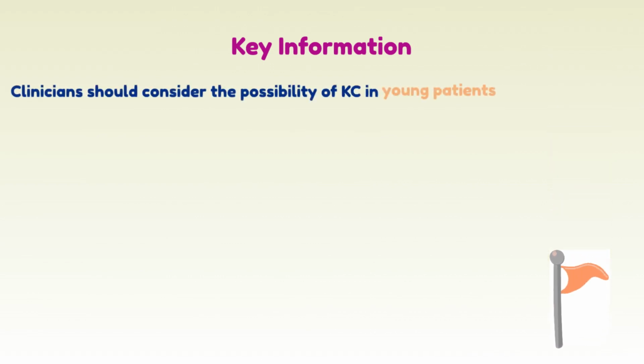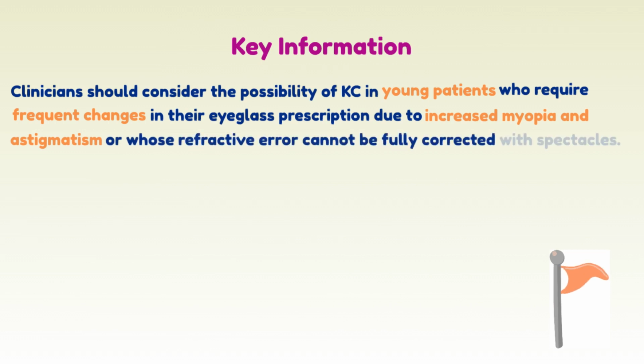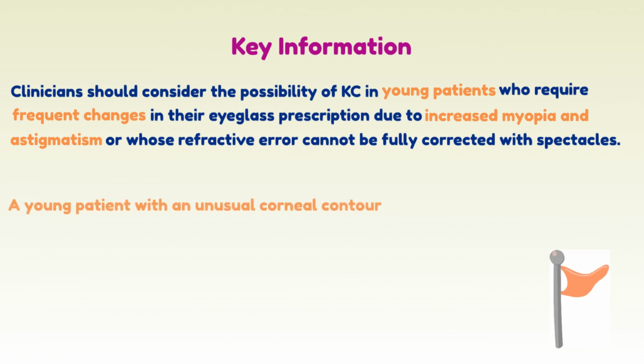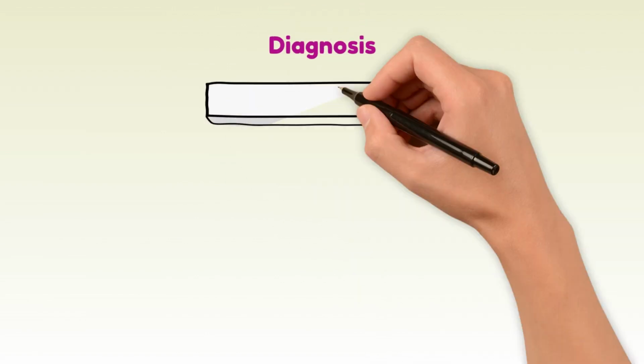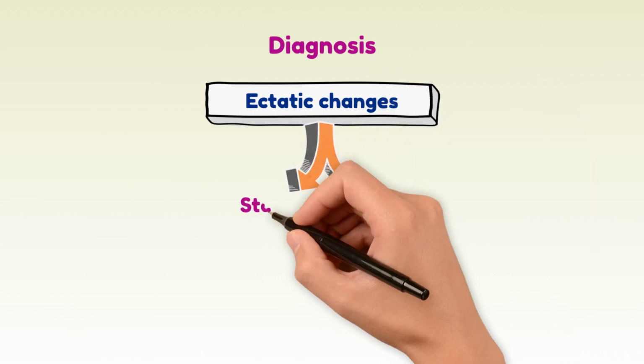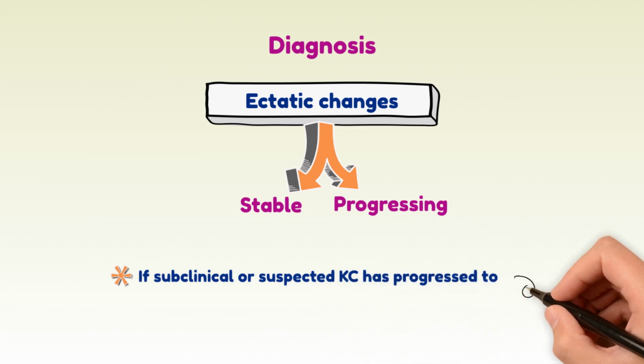Key information. Clinicians should consider the possibility of keratoconus in young patients who require frequent changes in their eyeglass prescription due to increased myopia and astigmatism, or whose refractive error cannot be fully corrected with spectacles. A young patient with an unusual corneal contour who is considering refractive surgery should be observed over time to determine the possibility of progression toward keratoconus. Serial imaging is necessary to determine whether ectatic changes are stable or progressive, or if subclinical keratoconus has progressed and is likely to become symptomatic.